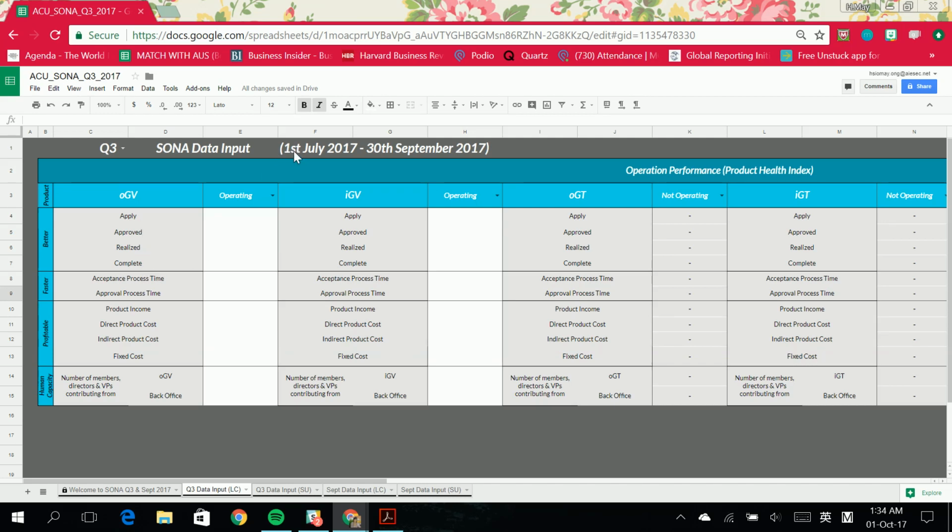Please make sure that you input the date from the 1st of July until the 30th of September. Based on the date that you input, put down the actual achievement that you got based on the time range here, and input the number here, and then go to the process time analytics, and put the process time here.